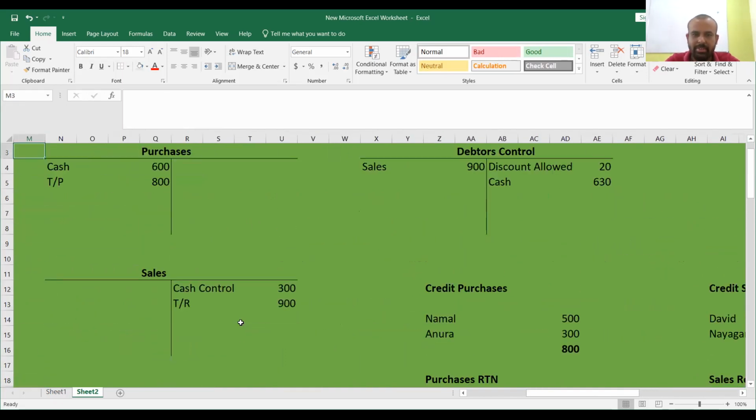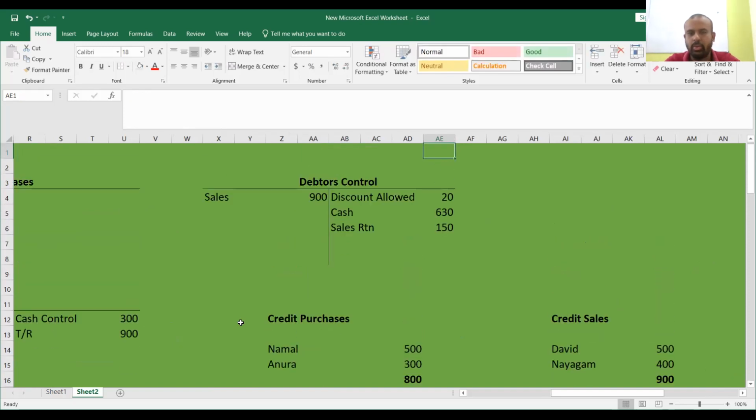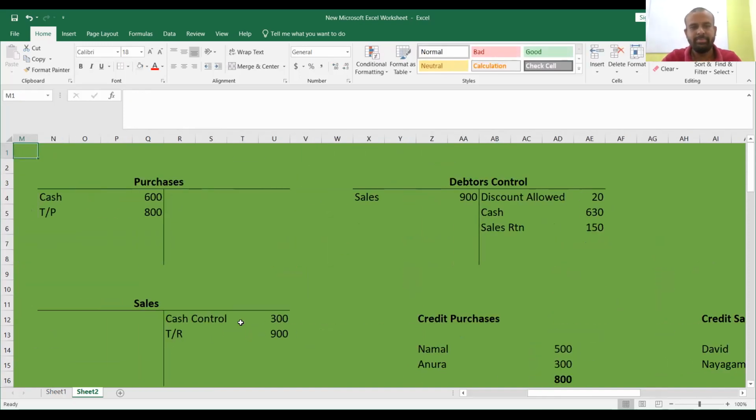Okay. And one more thing, credit sales return 150. Sales return account debit, and the debtors control account credit. That is why we raise the credit note. Sales return, credit sales return, it is 150. Yes, you record it. Okay. Now everything is fine.